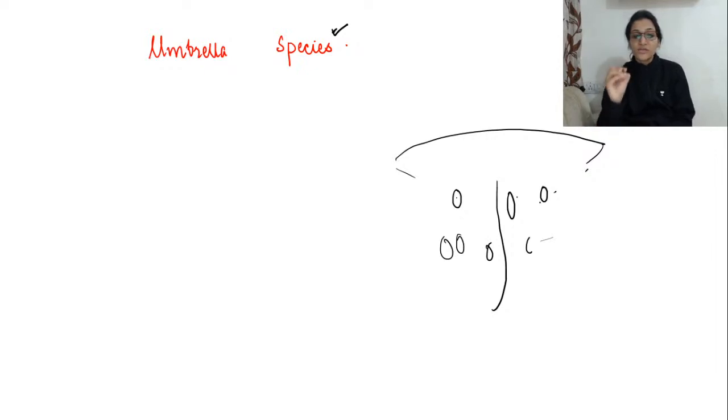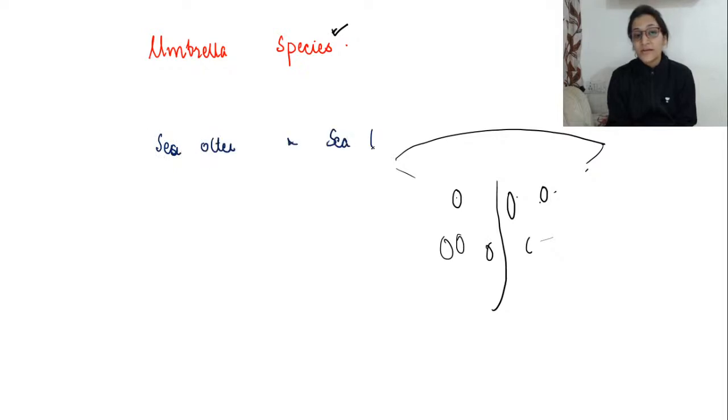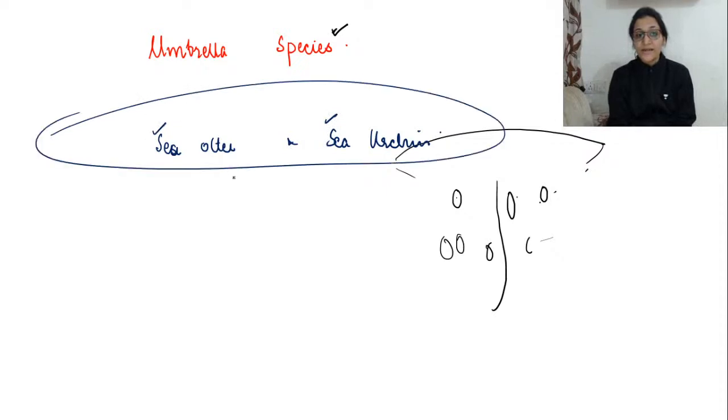Umbrella species are those species which are selected for conserving the environment or for conservation related decisions, because the conservation and protection of these species indirectly is going to affect the conservation and protection of other species in their ecosystem. Like in yesterday's class we talked about the sea otter and sea urchin, right? This thing we discussed in yesterday's class, and we read it in keystone species.